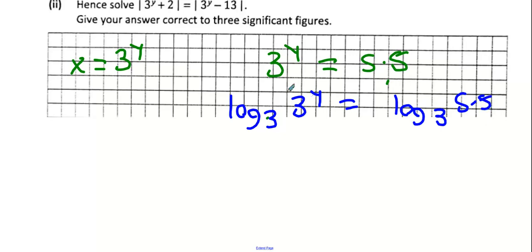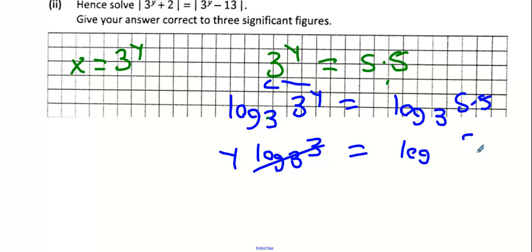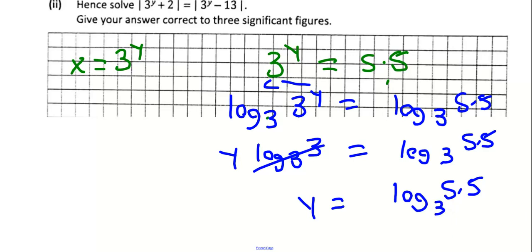What happens when you bring the y to the front? It'd be log 3 base 3, which is plus 1, isn't it? And it's actually faster in the calculator. Doesn't make a difference though, but it's faster. And what's log 5.5 base 3? 1.55. And 1.55 has how many significant figures? 1, 2, 3.